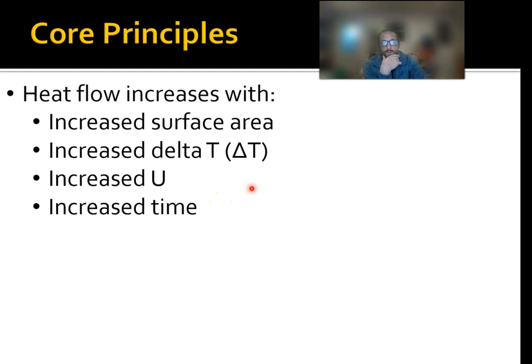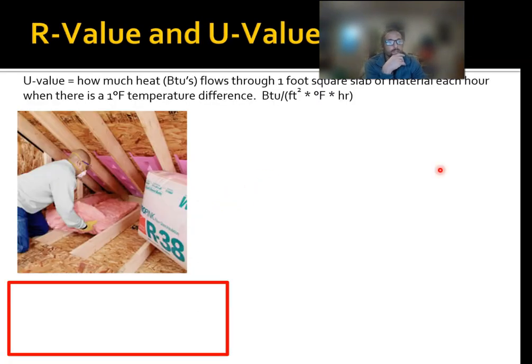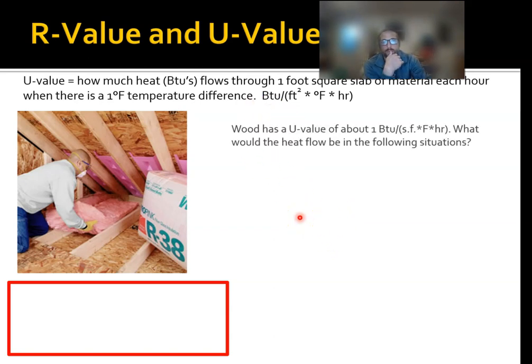Okay. All right. So there's actually a way to calculate the heat loss. We'll go over this in more detail later, but I want to introduce this now. And there's an extra credit quiz based on this. So our U value, okay, if we have wood, which has a U value of about 1, what would the heat flow be in the following situation?